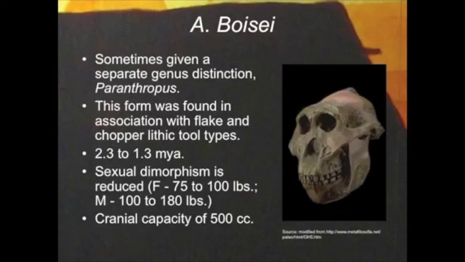Robust forms of Australopithecus express a pretty good amount of sexual dimorphism, but it is greatly reduced. In this case, we recognize females for our Boisei populations to range between 75 and 100 pounds, whereas males range between 100 and 180 pounds. They are much larger than our gracile populations. With this larger body type, we see a corresponding enlargement to their cranial capacity. In this case, averages for Boisei populations place us at or around 500 cc's.